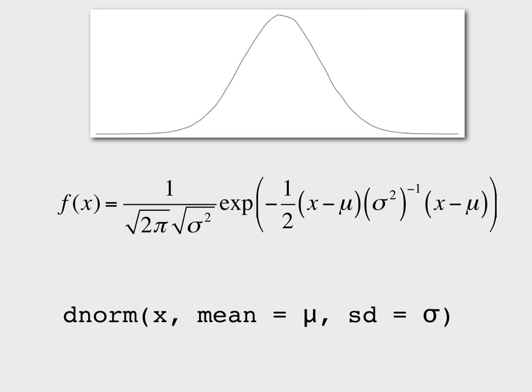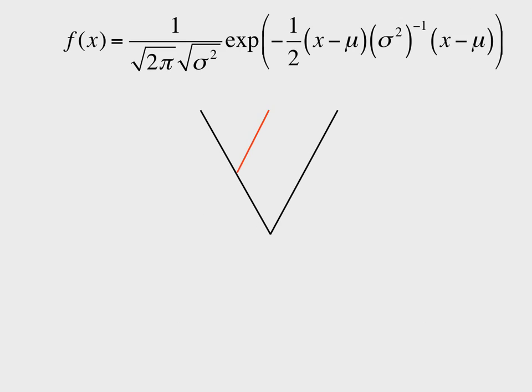In R, it's just this. So this equation in R speak is exactly this. Mu, sigma, sigma. Now for a single branch, I can say if I start off at 0 and end at 1.1, what's the likelihood of that tip data? Get that.